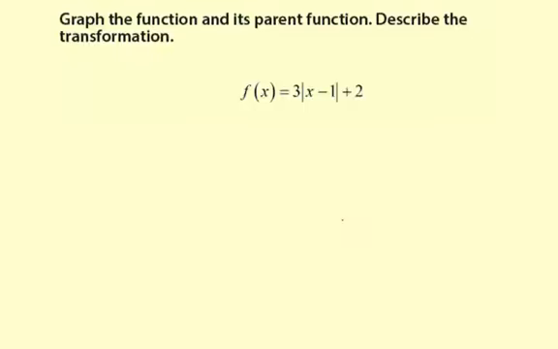Graph the function and its parent function. Describe the transformation. Here we have f of x equals 3 times the absolute value of x minus 1, and then plus 2. So let's graph that, and we're going to graph the parent function, which is simply f of x equals absolute value of x. And then we'll compare and figure out the transformation or transformations.